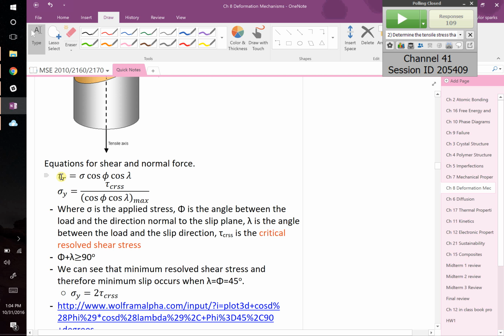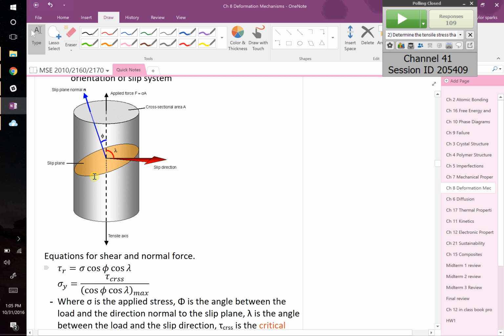All right, our resolved shear stress, that's tau r, is going to be equal to the stress that we apply, sigma, multiplied by the cosine of phi, and phi is the angle between the normal of the slip plane and the loading direction, and then cosine of lambda, and lambda is going to be the angle between the loading direction and the slip direction, right? So we need to calculate those two angles so that we can take the cosine of them to figure out this equation, right?